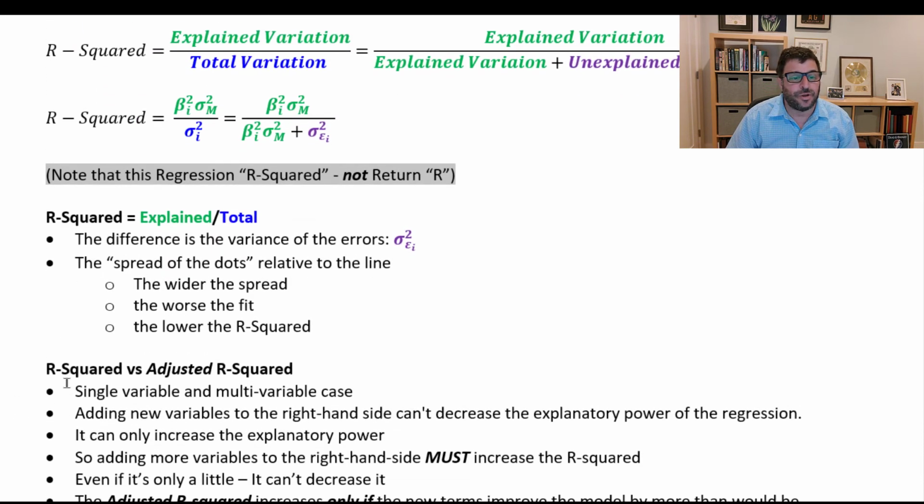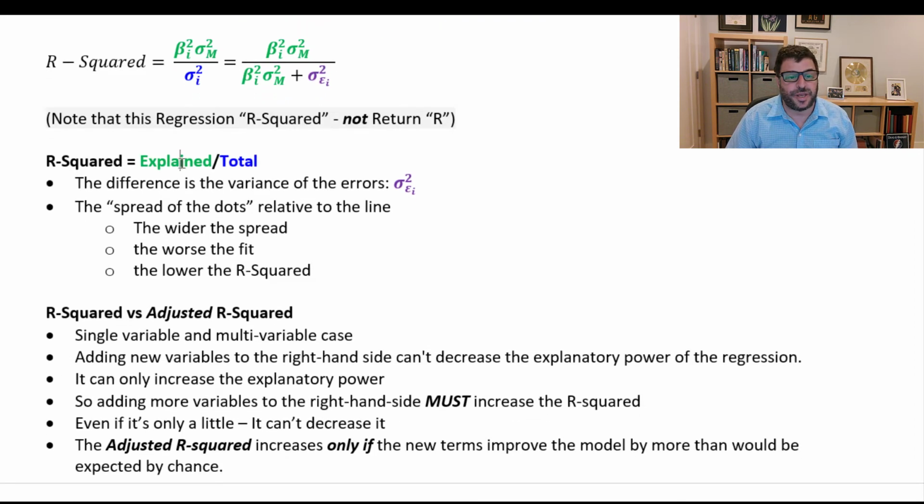And so again, R squared is the explained variation divided by the total. The difference is the variance of the errors, the spread of the dots relative to the line. The wider the spread, the worse the fit, the lower the R squared. And the tighter the dots, the better the fit, the higher the R squared, the more variation of the asset or portfolio's return is explained by the factors, which in this case is the market.